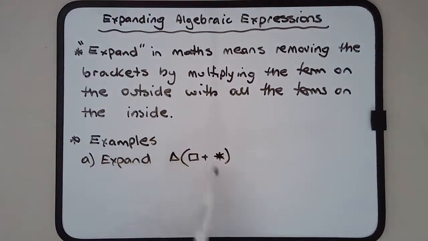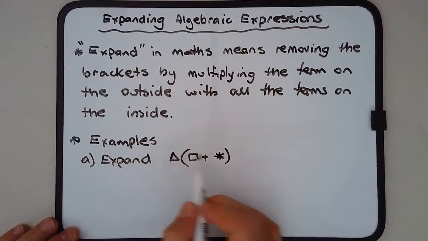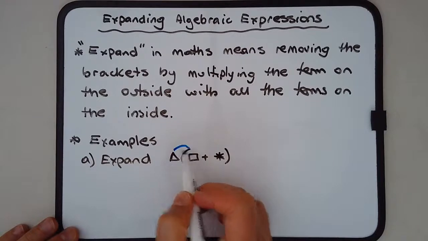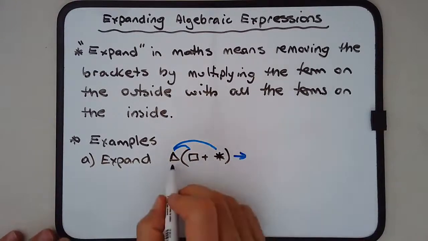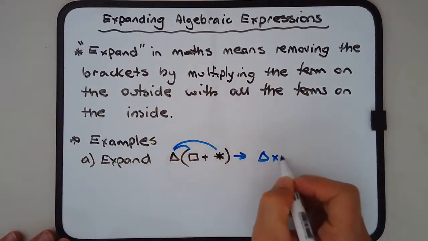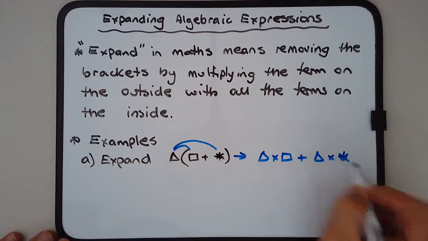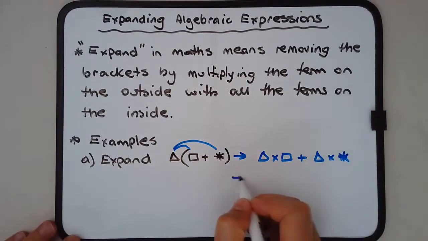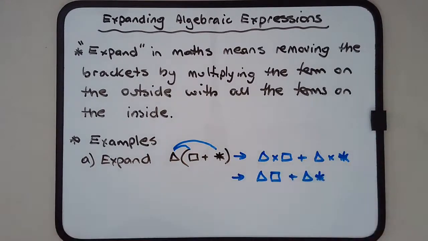So just an example that actually involves symbols. Let's say we had a triangle outside of a square plus a star in brackets. So what does expand mean in this context? Expand means that the triangle is going to multiply the square and the star. So it's actually going to get distributed to both of these symbols. Okay, so what's going to happen is that we'll have the triangle multiplying the square plus the same triangle multiplying the star, okay? And that would just equal triangle square plus triangle star.